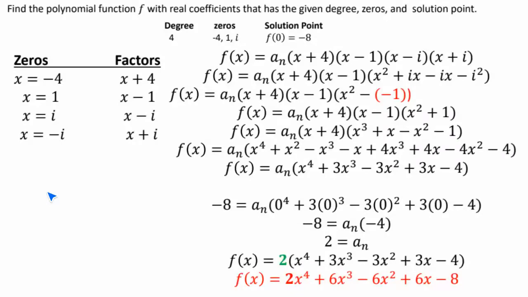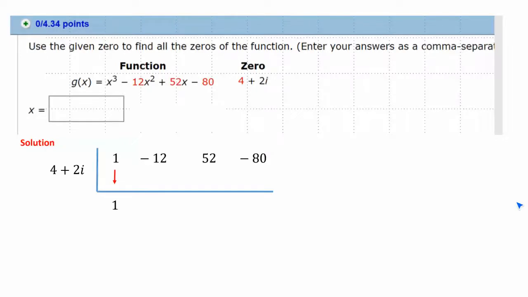All right, so we have one more that is similar. It says use the given zero to find all the zeros. So we want to find all the zeros. And they tell you that 4 plus 2i is a zero. So this should have 3 zeros, right? So automatically, can anybody tell me what another zero is just by knowing that 4 plus 2i is a zero?